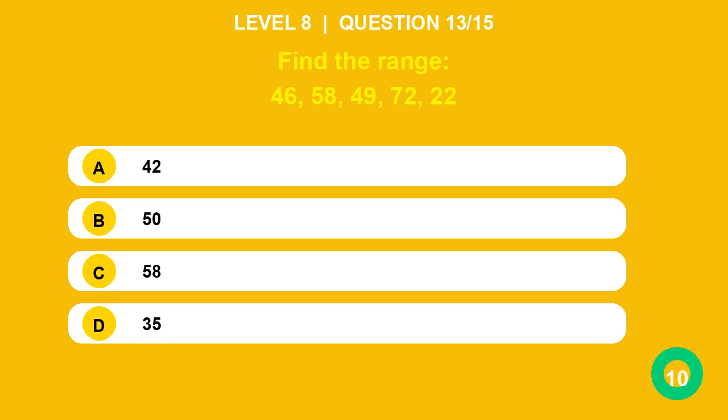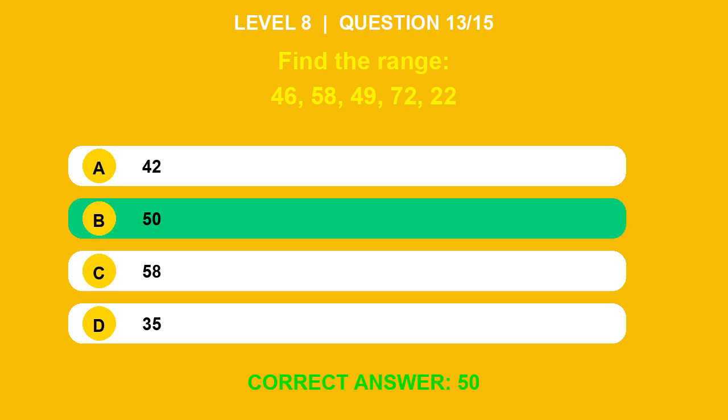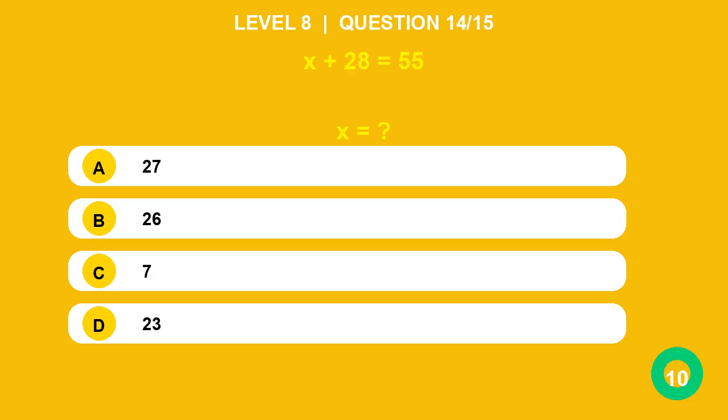Find the range. 46, 58, 49, 72, 22. Answer is 50. X plus 28 equals 55. X equals?